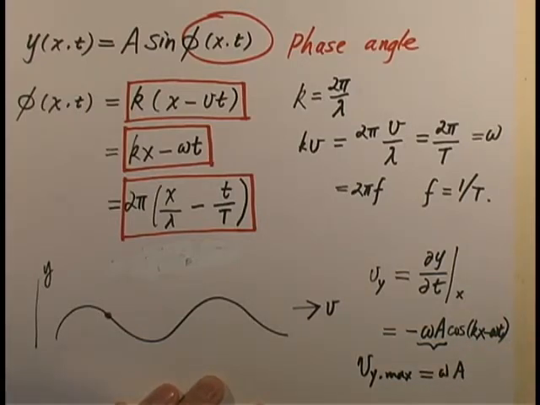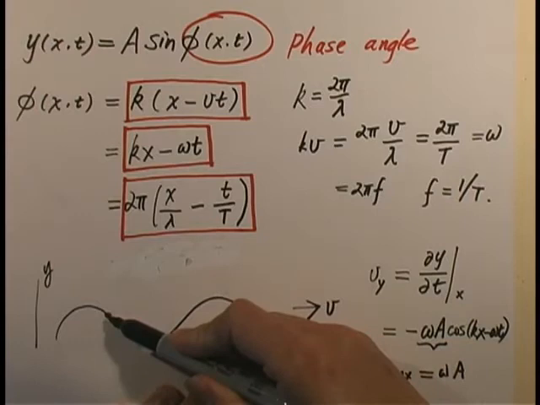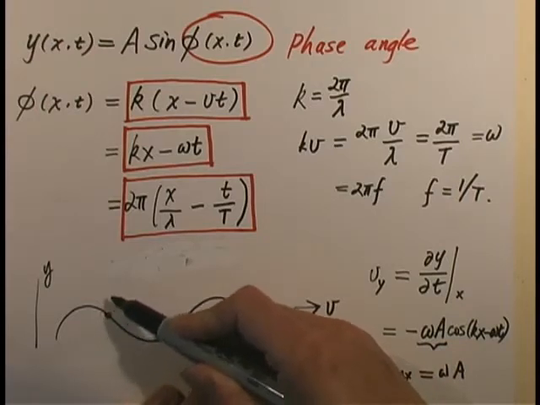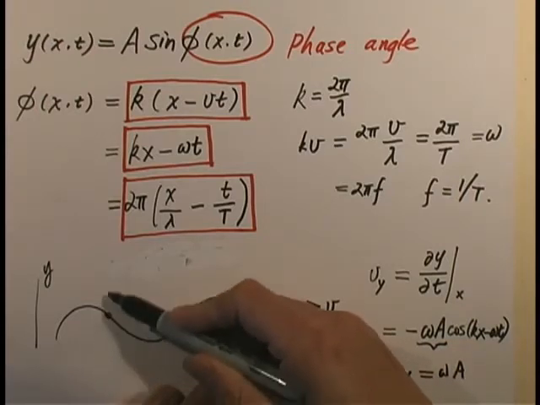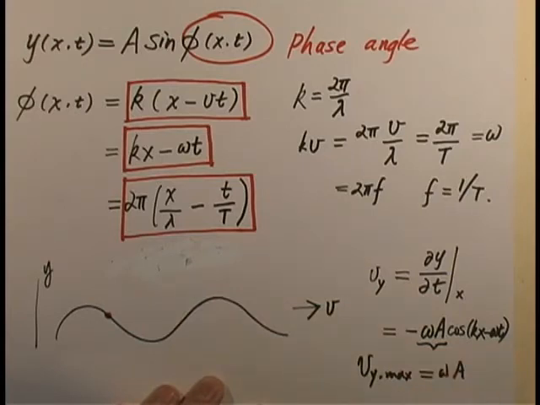Is it any wonder that it is equal to omega times A? Not really, because remember, each of these oscillators is a simple harmonic oscillator oscillating in the y direction. We've studied that before, right? How did you find the maximum speed? It was equal to the angular frequency times the amplitude of oscillation. The amplitude of oscillation is A, so isn't that omega times A? So that makes perfect sense.